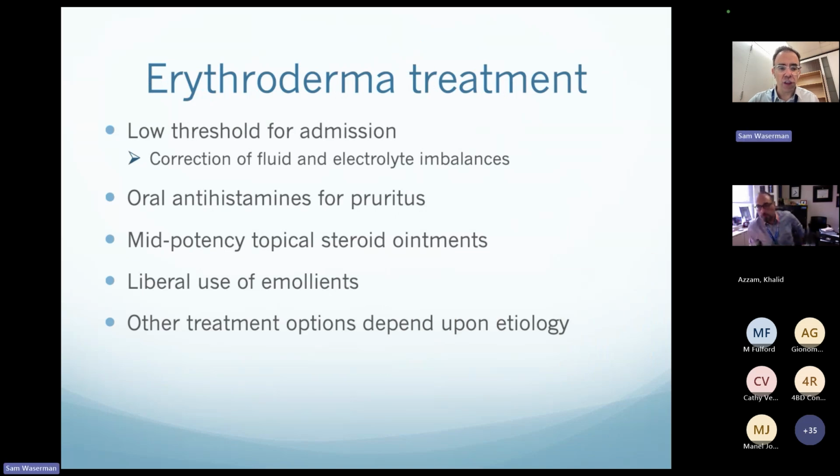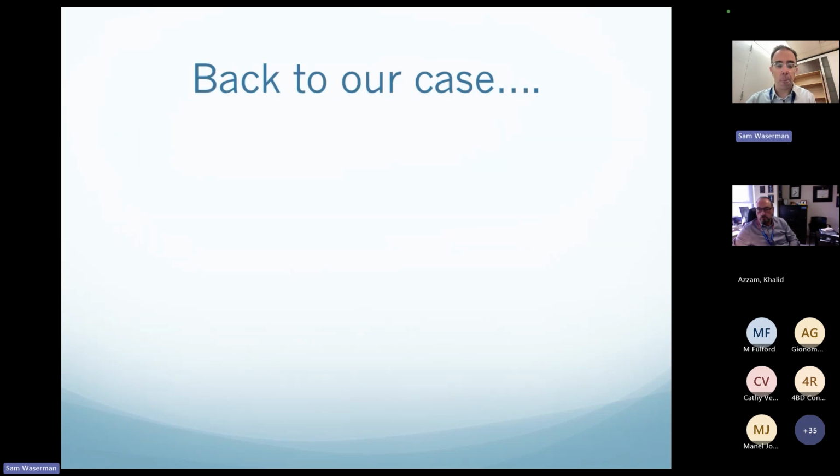So treatment, just in very broad strokes here. This is not specific, but low threshold for admission. So correction of fluid and electrolyte imbalances, oral antihistamines for pruritus with accompanying mid-potency topical steroid ointments, liberal use of emollients, and then again, other treatment options depending on the etiology.